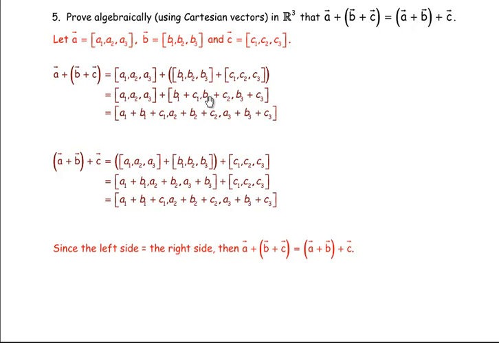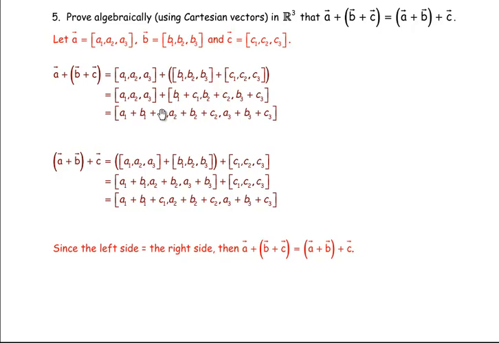And then after I've added that, I'm supposed to add a to that vector. So I'd add a1 to b1 + c1, so that would be a1 + b1 + c1. And then for the y's, a2 added to b2 + c2 would be this. And then a3 + b3 + c3 is the z component. So that's what the left side works out to be.